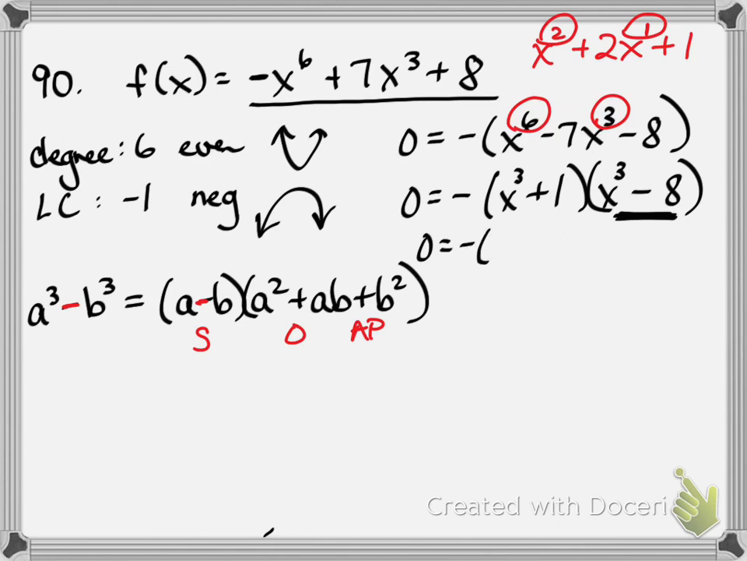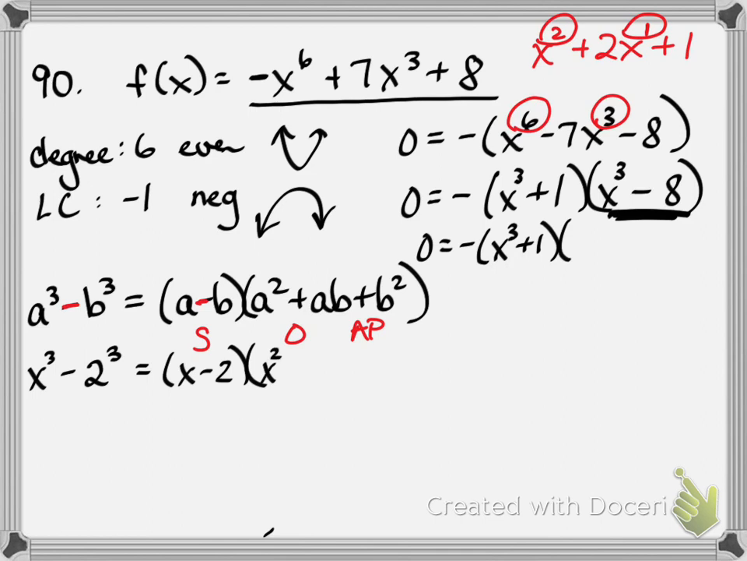So this is x to the 3rd plus 1. Ooh, that's a sum of cubes. We'll get that in a second. Let's do this difference of cubes. So it's x to the 3rd and 2 to the 3rd. So that's our a and our b. So we'll be putting those in here. We'll do x minus 2, just plug it into the formula. x squared minus 2x plus 2 squared. So let me put that up here.